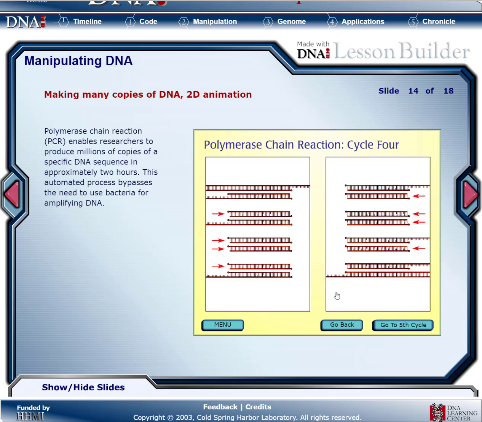Okay, now the fourth cycle. Okay, so this strand is ideal. These 4 here and 4 here. Now we're going to go to the 5th cycle.